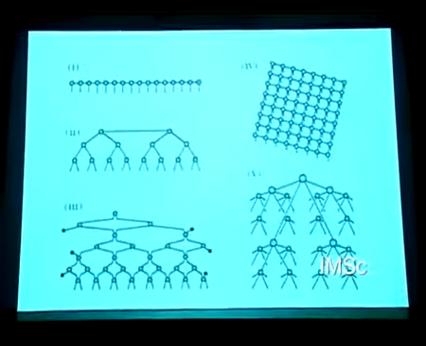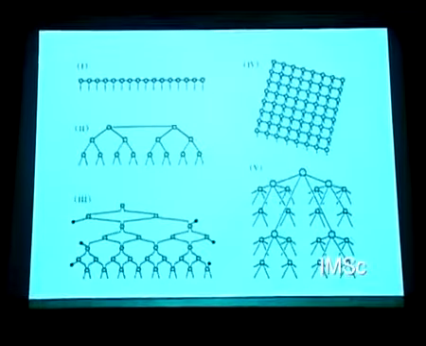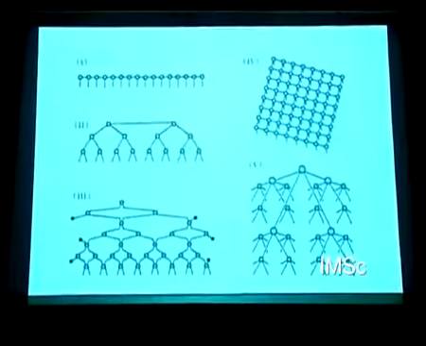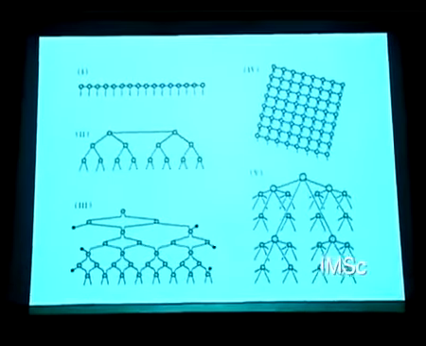So this is the MPS. This structure can be generalized in a very natural way to what is called a tree tensor network. That's what this is. And this is the MERA. This is what I'll be talking about today.